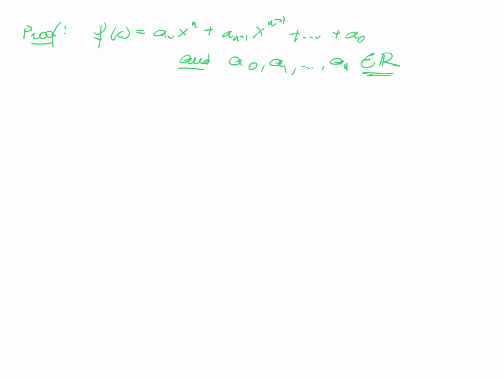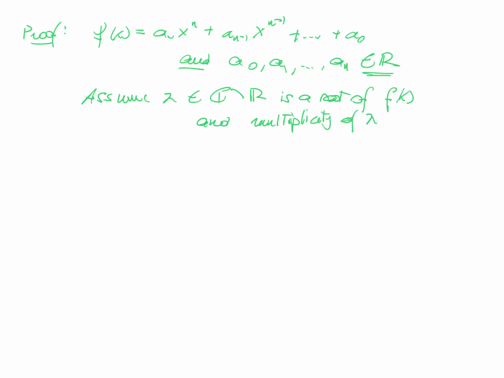Next, we also know that we have a complex root, so we have some complex root z, which is purely complex, so it's a complex number but not a real number. This one is a root. And the multiplicity of z is equal to p. These are the assumptions of the theorem.